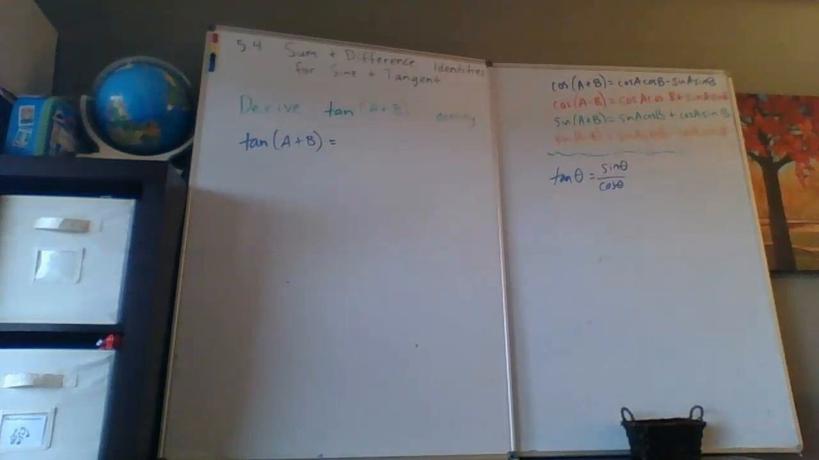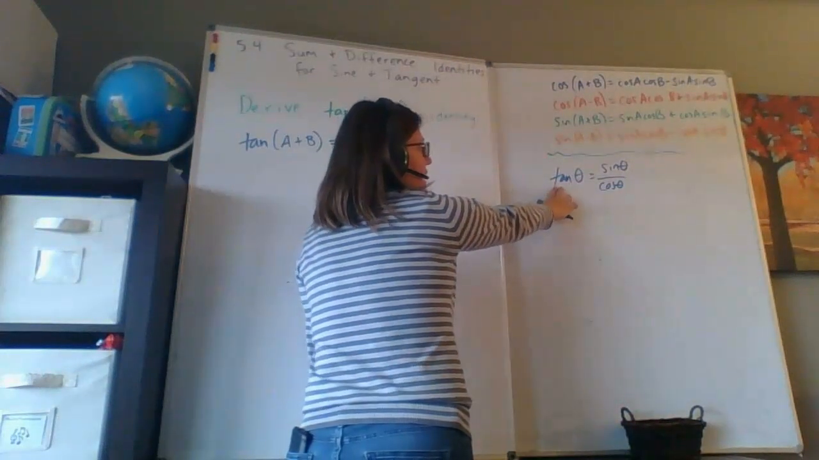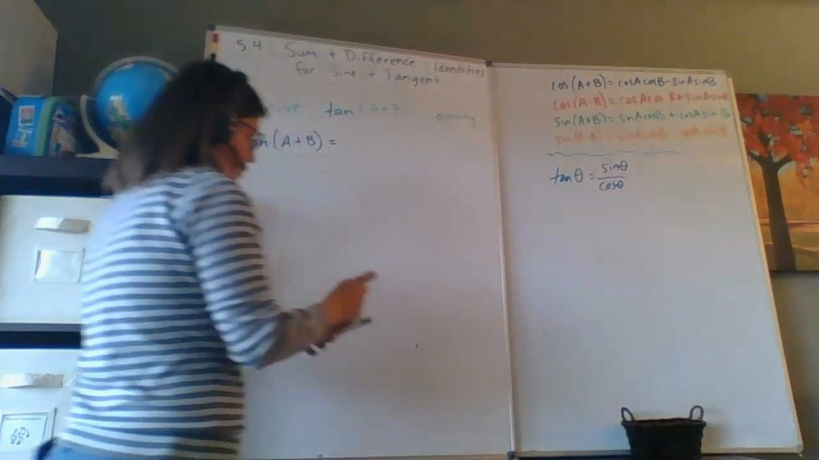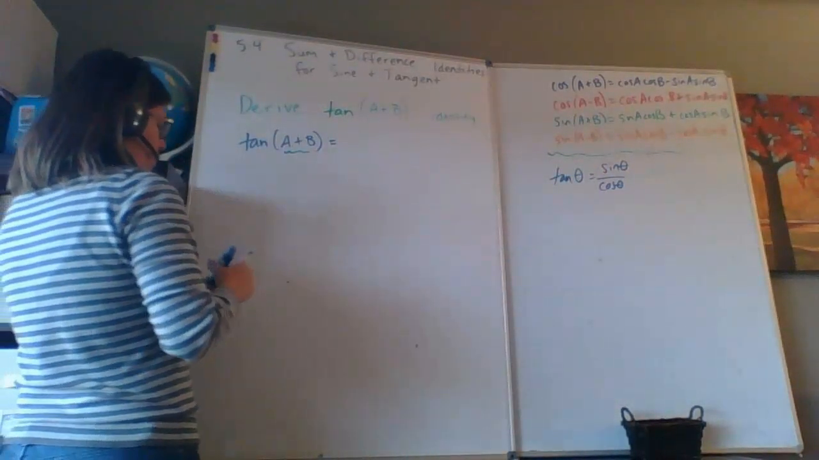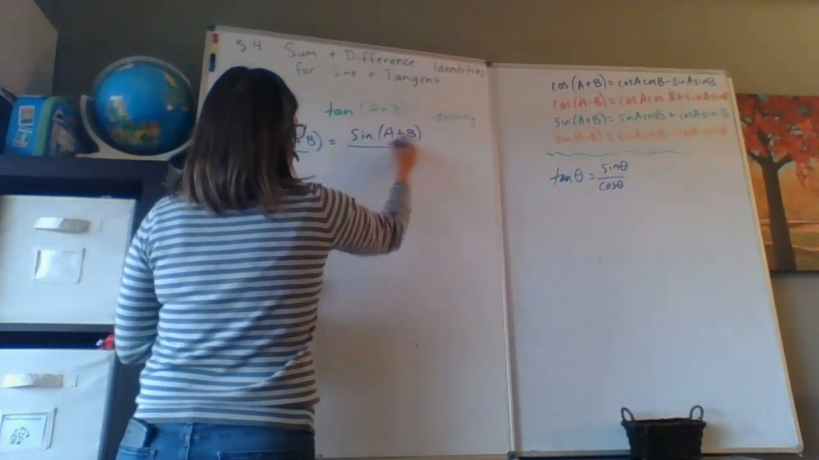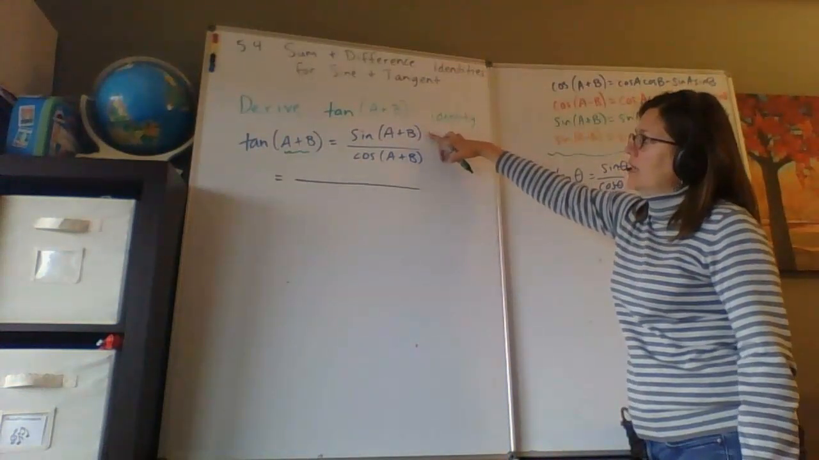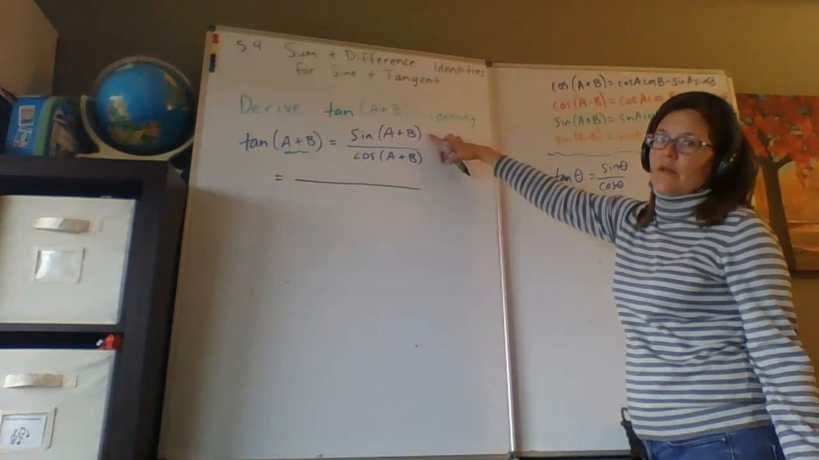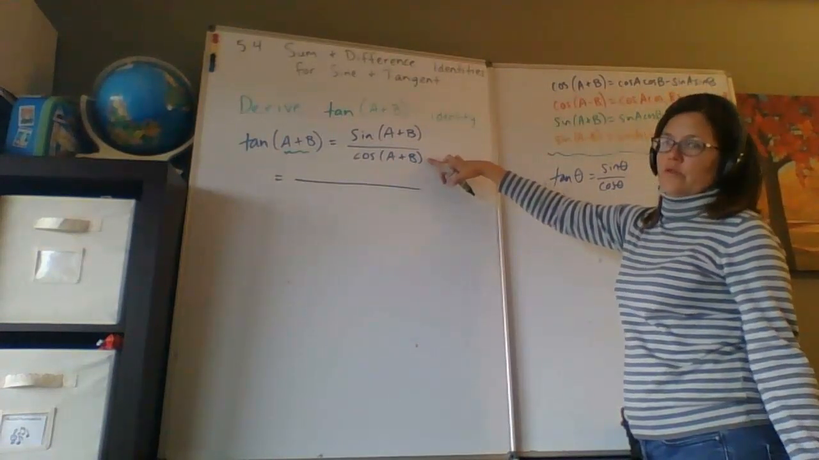Now let's derive tangent of a plus b. So we'll start with tangent of a plus b, and we're going to use the quotient identity, which states that tangent of theta is sine theta over cosine theta. Notice that my theta is a plus b, so it will be sine of a plus b over cosine of a plus b. Now we just simply apply the formula for sine of a plus b, or sine sandwich, and the cosine of a plus b, the couscous formula.